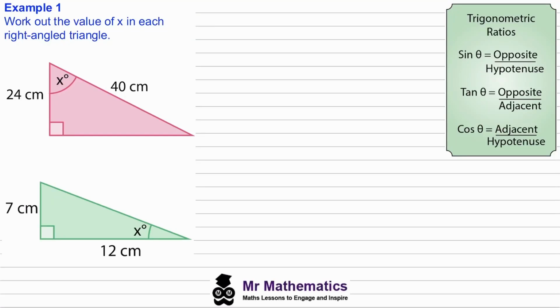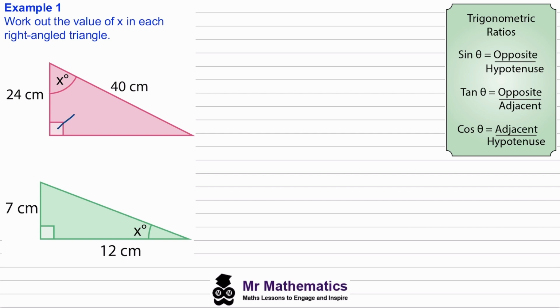Hi everybody. So in this video, I'm going to show you how to calculate an angle in a right angle triangle using trigonometry. So if we begin with example 1, we need to work out this angle x. And the way we go about this is we use either of these trigonometric ratios, but we need to identify which one to use. So we need to label our sides.